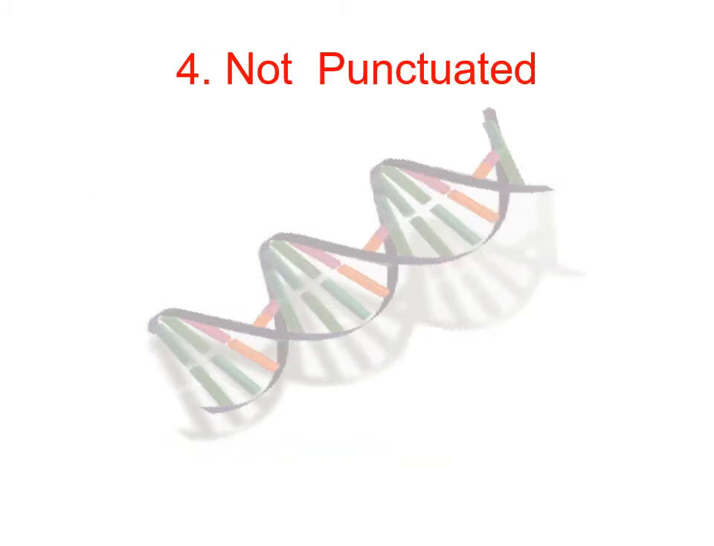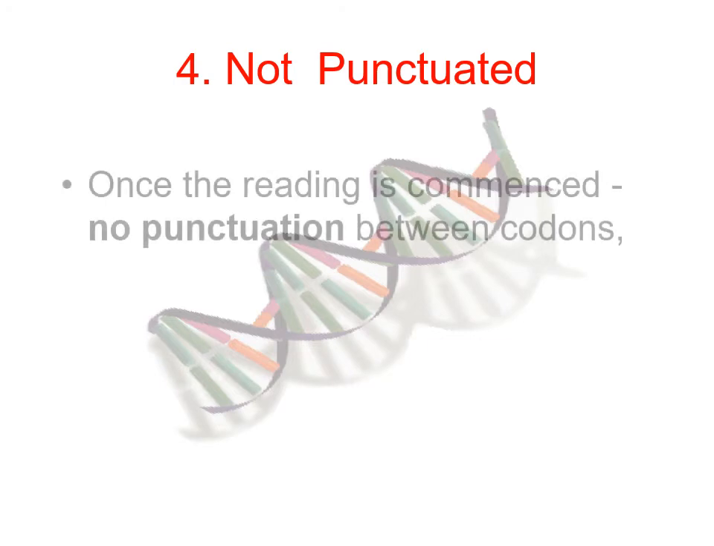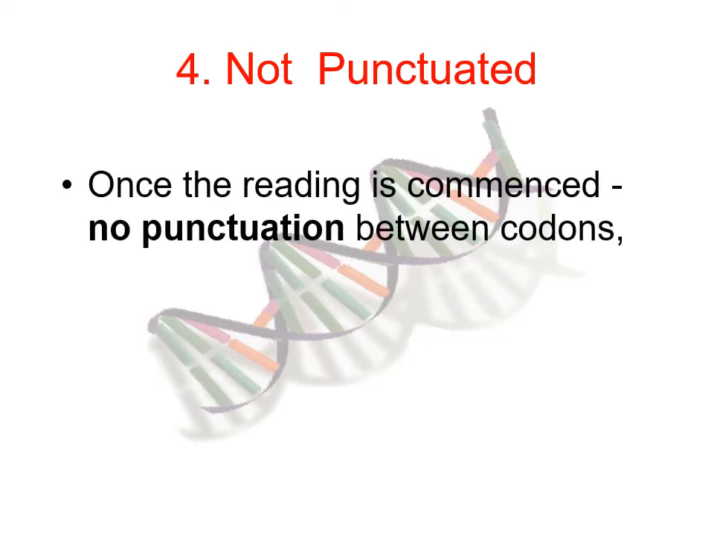And genetic code is also not punctuated. So once the reading frame begins, it is read continuously as a trinucleotide sequence. That is, the translating machinery continuously reads it as a trinucleotide sequence, and there is no comma or any other punctuation mark denoting that this is one codon and this is the next codon like this.